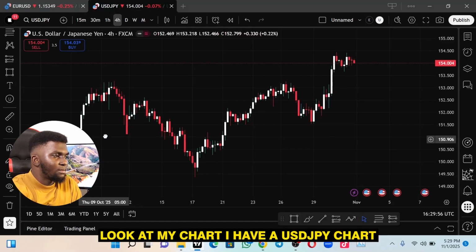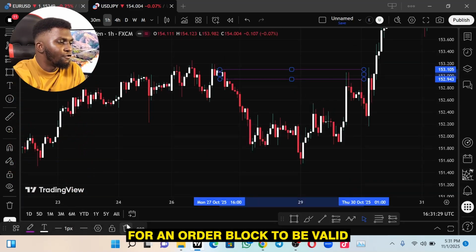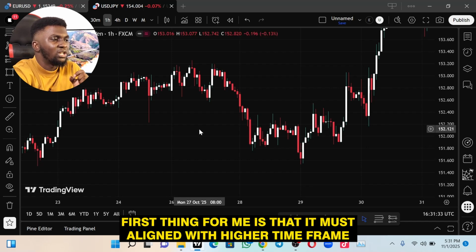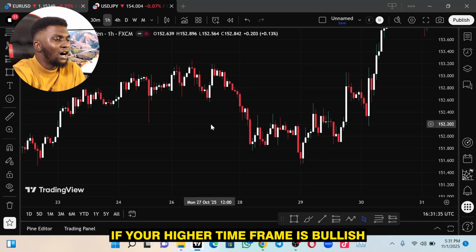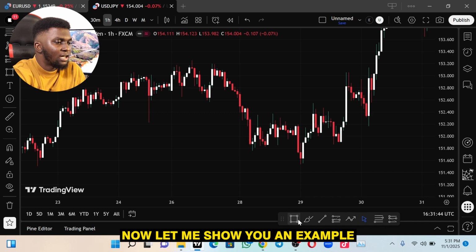All right, look at my chart. I have a USD JPY chart. For an order block to be valid, the first thing for me is that it must align with the higher time frame. If your higher time frame is bullish, it's of no use or makes no sense to utilize a bearish order block. Now let me show you an example.